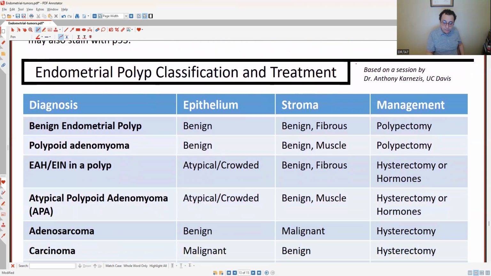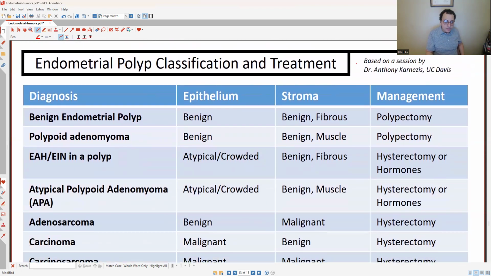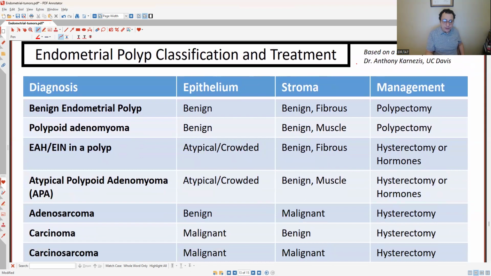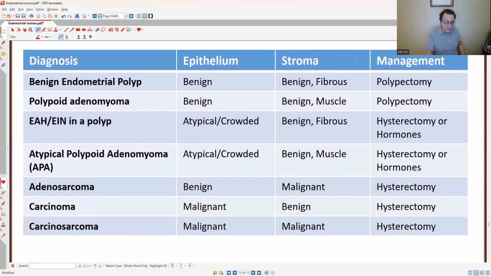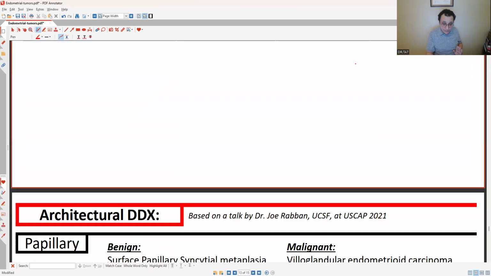So this is just an endometrial polyp classification, like how each one looks in terms of the epithelium and the stroma. I didn't find this table helpful, honestly.